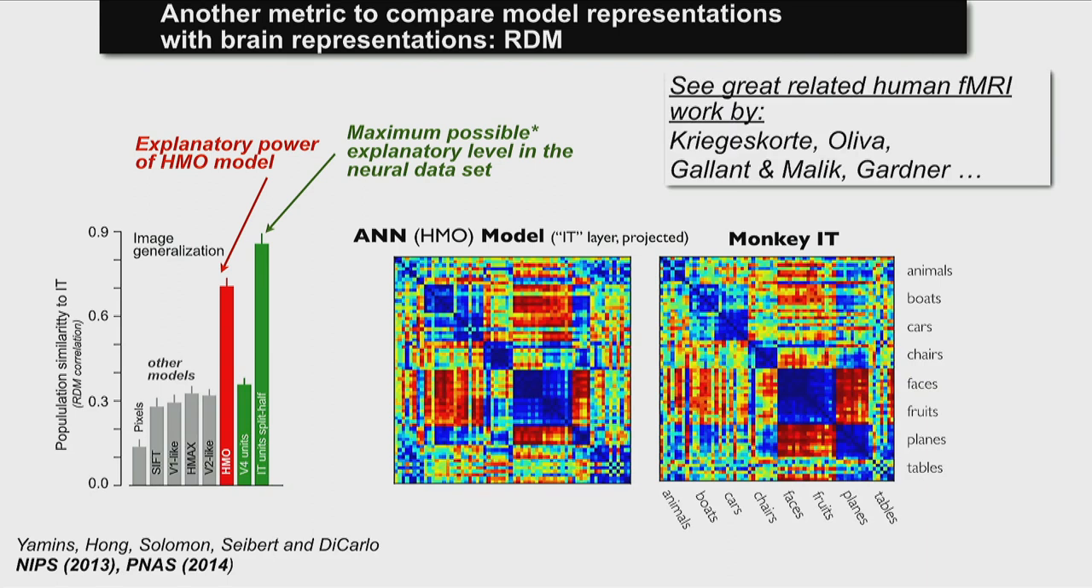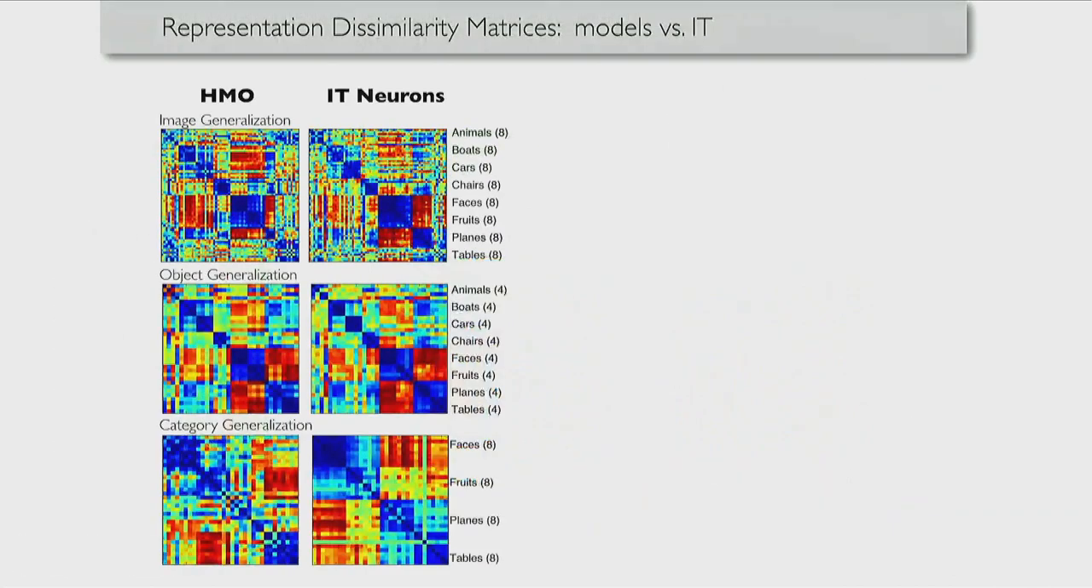And again, Kriegeskorte, Aude Oliva, Jitendra Malik, Justin Gardner, these are all people using fMRI studies in humans to make these comparisons. I've also seen groups doing this with things like ECoG or other measurements as a way of using RDMs to compare deep neural networks with these other types of brain measurements.